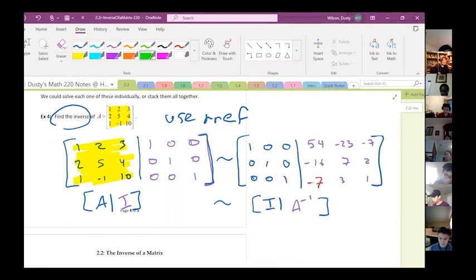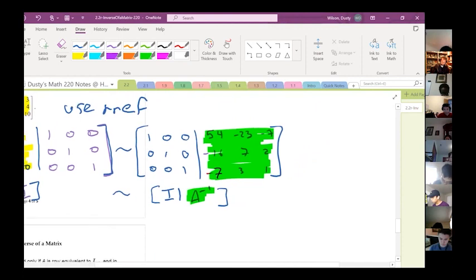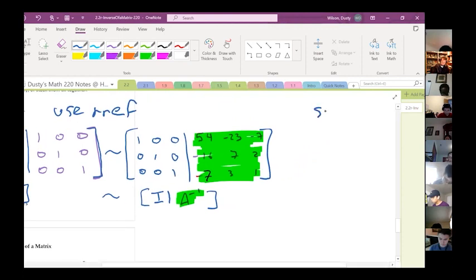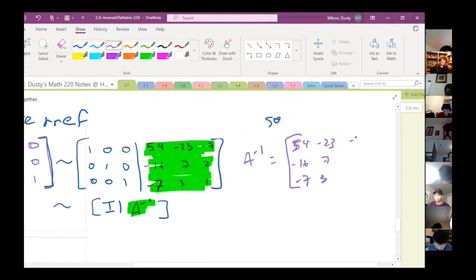And so this matrix over here on the right side is your A inverse. Just making sure you're seeing that. So A inverse would be equal to 54, negative 23, and so on. That thing there.